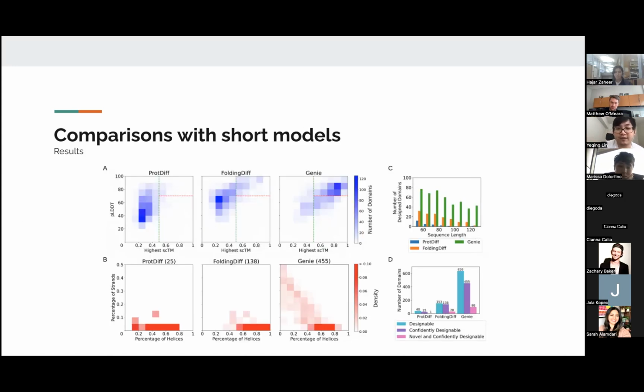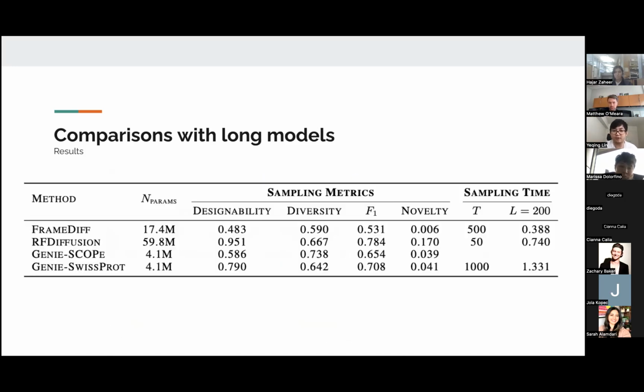And for the next part, because these are short models, we move on to compare with long models, which are basically FrameDiff and RFdiffusion, which are capable of generating much larger structures, with maximum sequence length beyond 128. So for consistency of comparison, we keep everything at a max of 256, which I think is large enough, at least at the point of assessment.